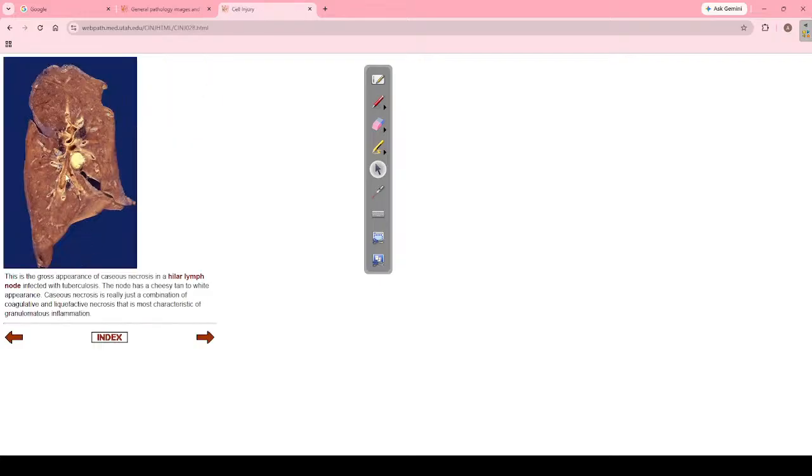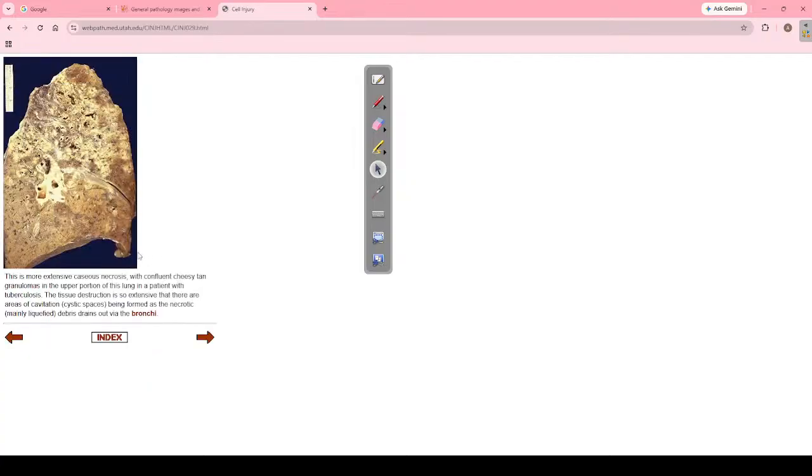Then we have a gross specimen of caseous necrosis in the hilar lymph node. It is seen in TB. Miliary TB also may be seen, but it's not very clearly seen. Caseous necrosis is really a combination of coagulative and liquefactive necrosis. It is most characteristic of granulomatous inflammation like sarcoidosis, TB, and such.